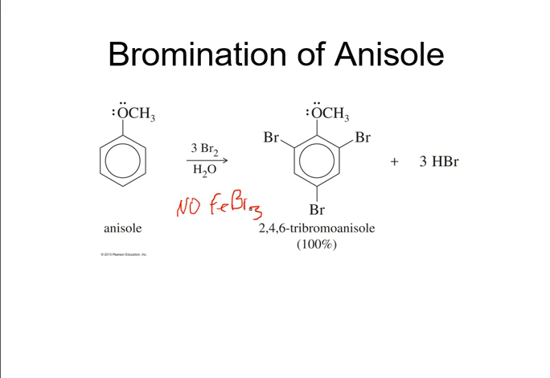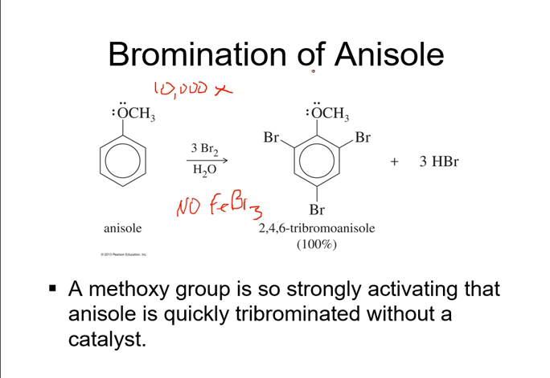All right, well Steve, I thought you just said for aromatic reactions you need catalysts. Well, yeah, you do for most of them, for benzene, but this is such an activating group. Remember last slide it said it was 10,000 times more activating. Do you think you need a catalyst with something that activates this ring so much? Obviously the answer is no. So you don't even need a catalyst. You can just take these types of compounds, anything that has lone pairs on it, and just throw in your electrophile, and you can completely halogenate or do anything you want to the aromatic ring. So the methoxy group is so strongly activating, the anisole is quickly tribrominated without a catalyst.